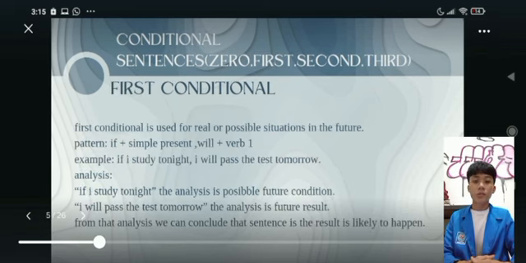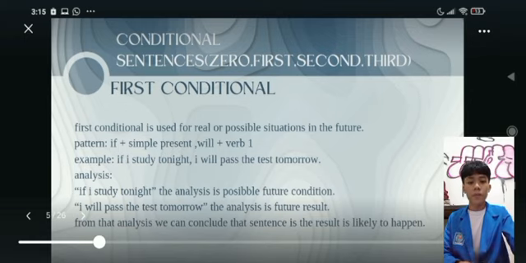The second is first conditional. First conditional is used for real or possible situations in the future. The pattern is if plus simple present, will plus verb 1. The example is: if I study tonight, I will pass the test tomorrow. The analysis is: if I study tonight, it means a possible future condition, and I will pass the test tomorrow means a future result. From that analysis, we can conclude that the result is likely to happen.